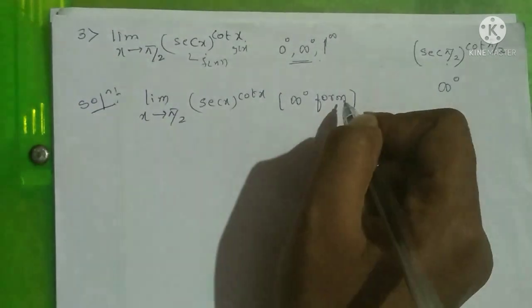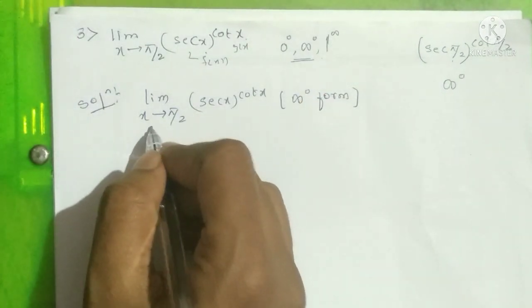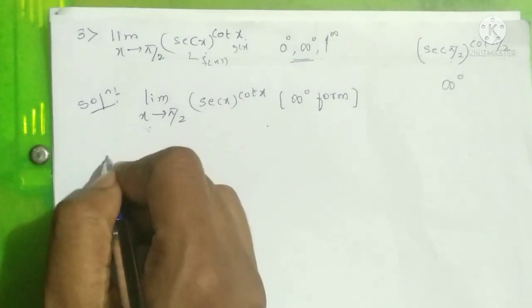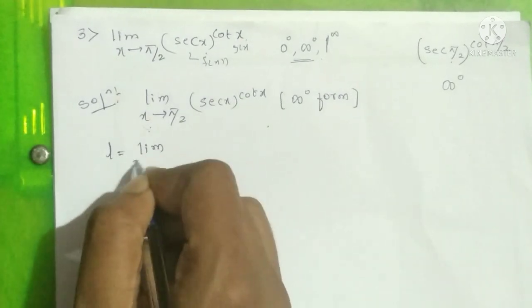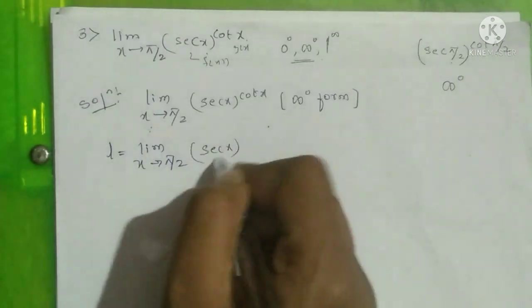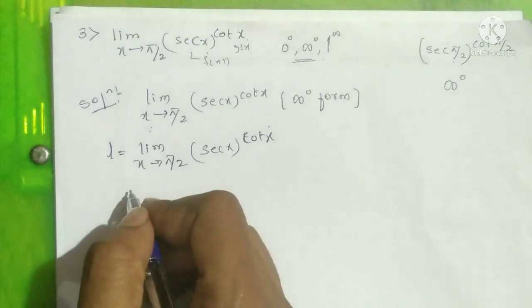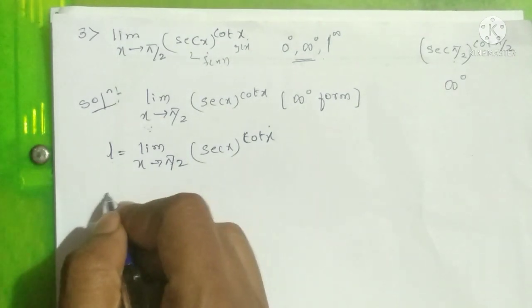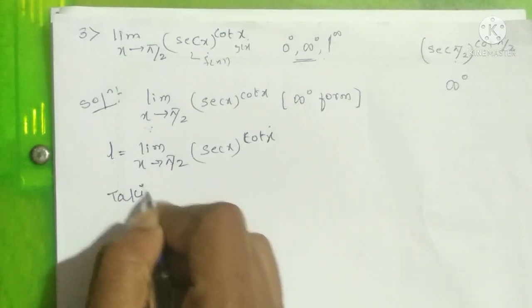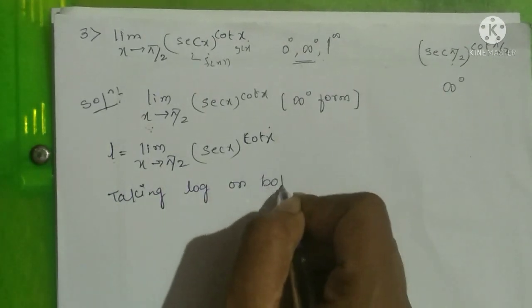After confirming that this is the infinity to the power of 0 form, first you have to equate the given term to L. L equals limit x tends to pi by 2 of (secant x) whole to the power of cot x. Then take log on both sides.